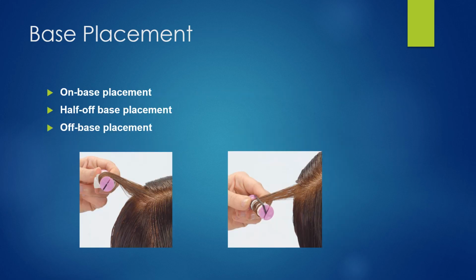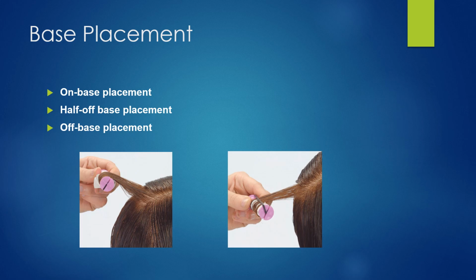Base placement refers to the position of the rod in relation to its base section. This is determined by the angle at which hair is wrapped. On base placement is when the hair is wrapped at an angle of 45 degrees beyond perpendicular to its base section. The tool is positioned on its base section. Half off base placement is when the hair is wrapped at a 90-degree angle perpendicular to its base section. The tool is positioned half off its base section.